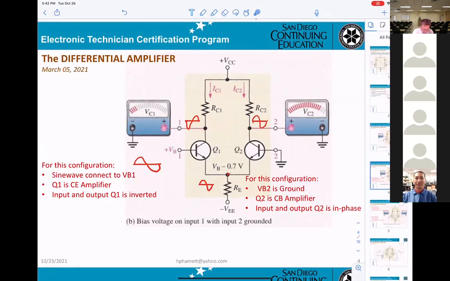Okay. For Q2, VB2 is grounded. Q2 is a CB amplifier. The input and output of Q2 are in phase. That's telling you everything I'm talking about. So when they ask about this configuration, and you're able to tell them what Q1 is, what Q2 is, what the output of Q1 is supposed to be, and the output of Q2, that's good enough.